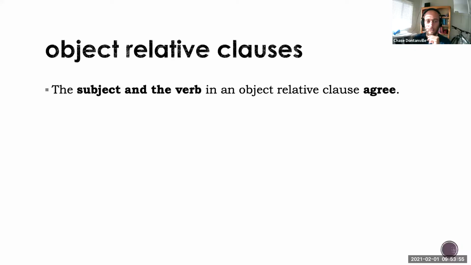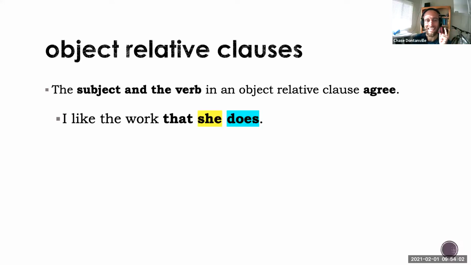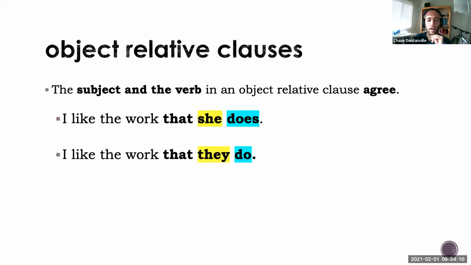Now, the subject and the verb in an object relative clause agree. So I like the work that she does. You see, she and does, they agree. Not she do, she does. I like the work that they do, right? They do, not they does.